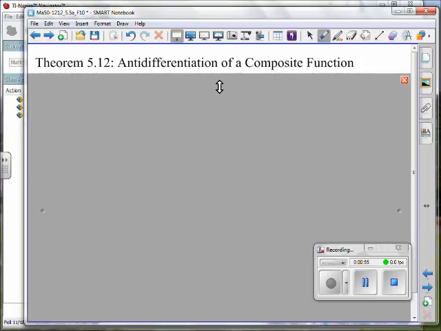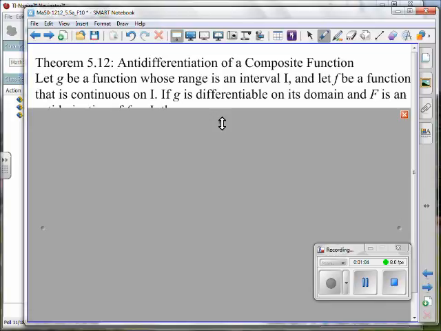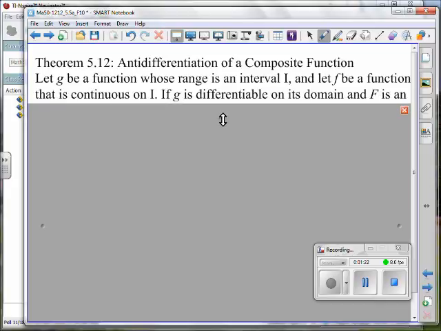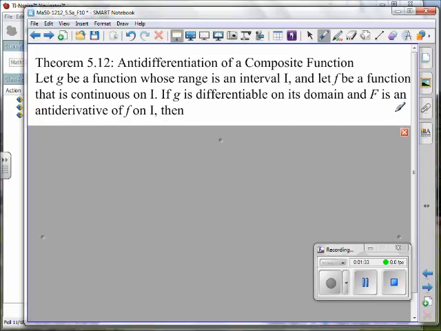So the antidifferentiation of a composite function. Find the antiderivative when you're given a composite function derivative. Let g be a function. Now, whose range? When we talk about a range, we're talking about the outputs, possible values. So the outputs of g are in the interval I, and f is a function that's continuous on that same interval. Then if the inside function is differentiable and, I'm wondering if maybe this should be capital F.